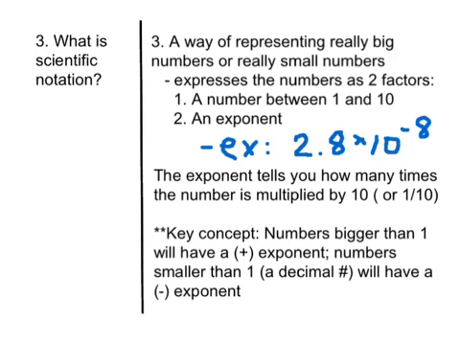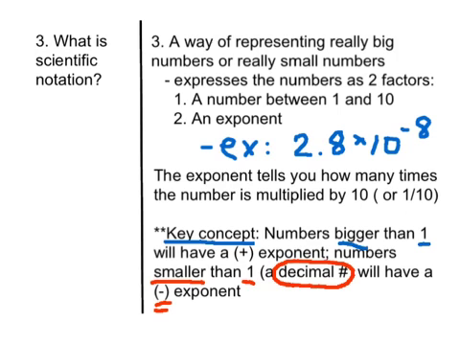All right, so again, the number one key concept here is that when you're looking at a number written in scientific notation, if the number is bigger than 10, it's going to have a positive exponent. Really, really big numbers have positive exponents. And the ones that are smaller than 1, so those are all your decimal numbers like 0.023 or 0.0000567, those guys will have negative exponents.